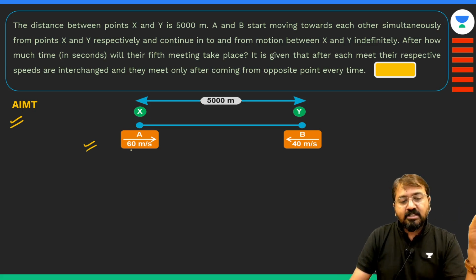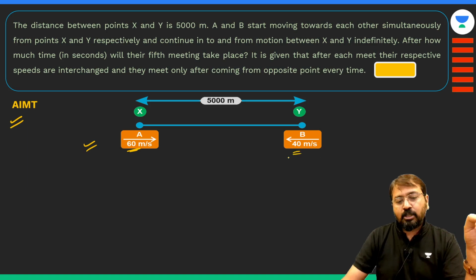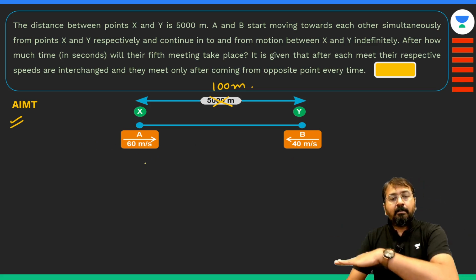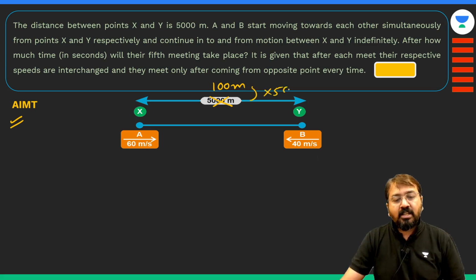First of all, we are given the speeds as 60 meter per second and 40 meter per second. Now guys, to simplify this question, I'll make the length of this track 100 meter, because 60 plus 40 will be straight away 100, and you will understand why I have reduced it this way, and then we'll multiply it by 50 once again to get our answer.